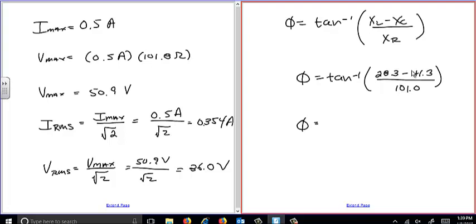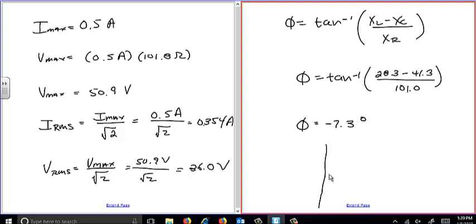And I didn't realize, I had mine in radians, so I've got to do it again. So you get phi is negative 7.3 degrees.